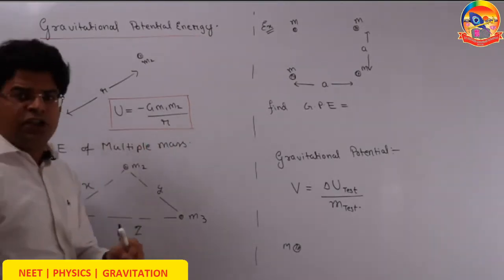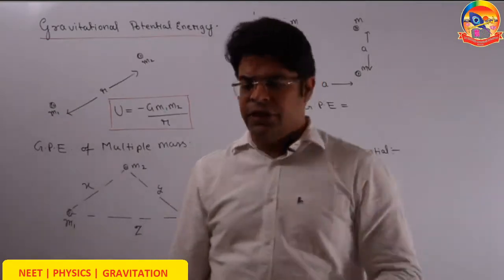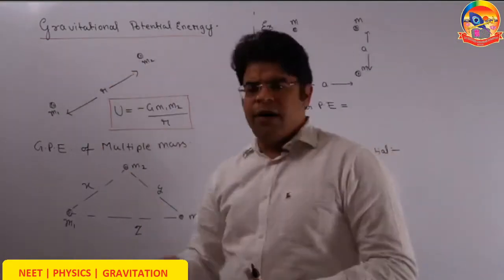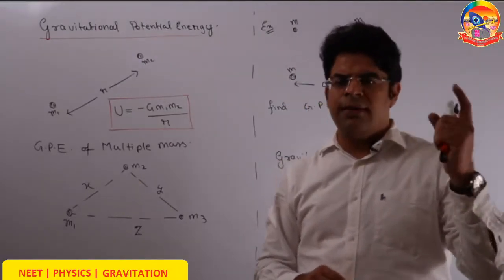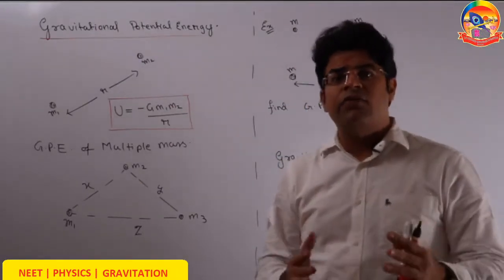So, gravitational potential energy as a convention is negative. For two masses m1 and m2 separated by distance r, gravitational potential energy is given as minus G m1 m2 by r. But what if in a system we have more than two masses?